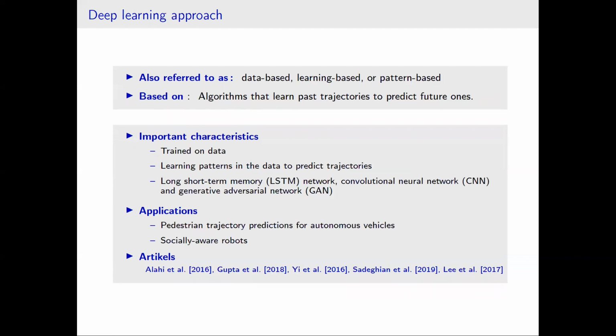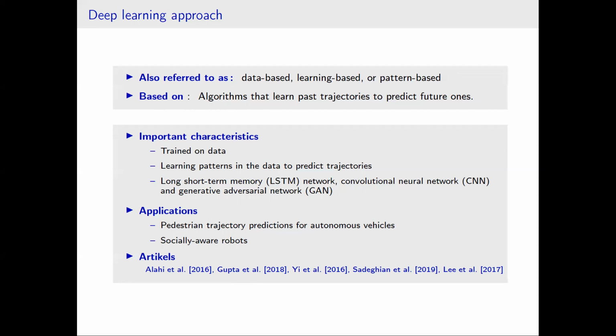Deep learning approach. This approach is also often referred to as data-based approach, learning-based approach, or pattern-based approach. It is based on algorithms that learn from past trajectories to predict future trajectories. Important characteristics are that the algorithms are not calibrated or validated, but they are trained on data. They learn patterns in the data, which they use to predict future trajectories. And three important classes that have to be distinguished are the long short-term memory networks, the convolutional neural networks, and the generative adversarial networks, also called GAN.